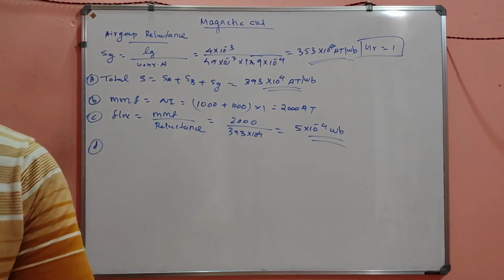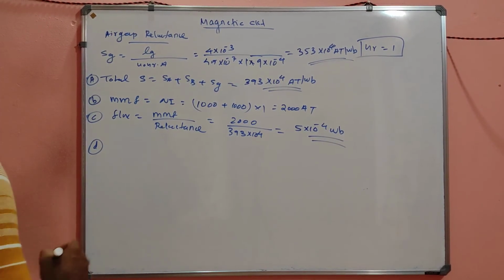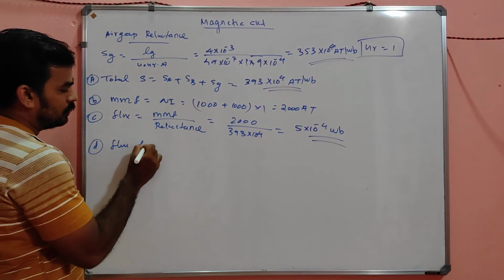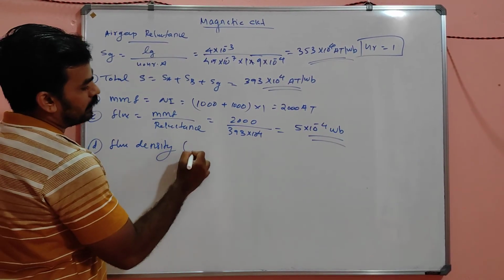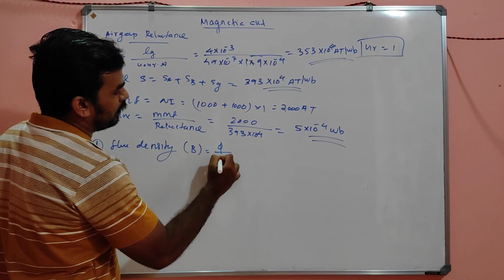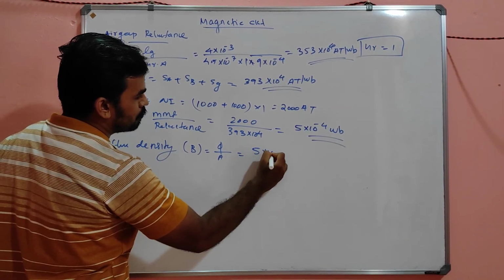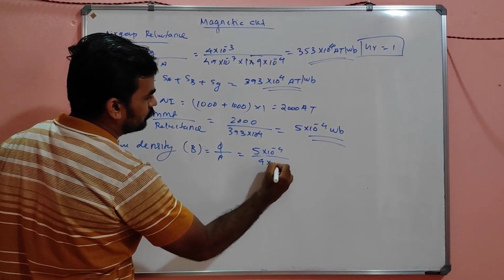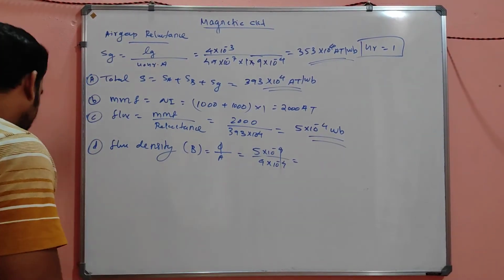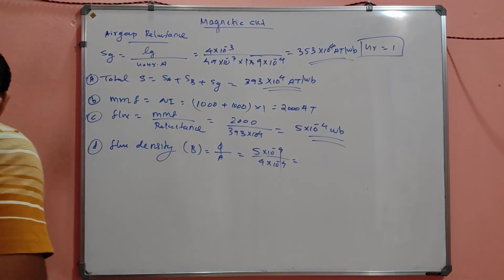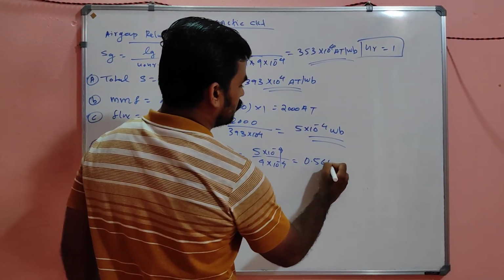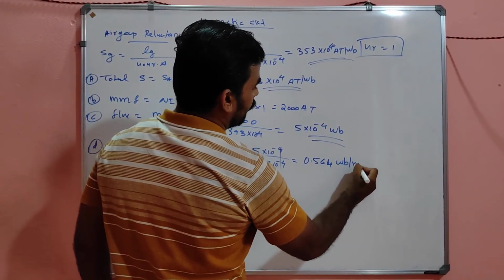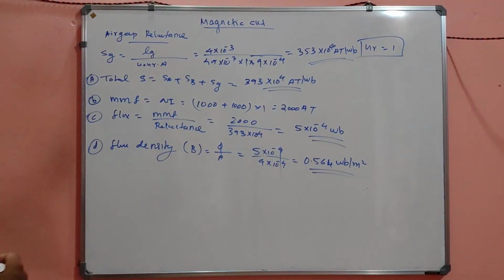And D, flux density. Flux density B is nothing but flux by A. Flux you have, A you have, so 5 by 9, 0.564 Weber per meter square. So that's all about the question, my dear. Similar to this, you can solve similar questions.